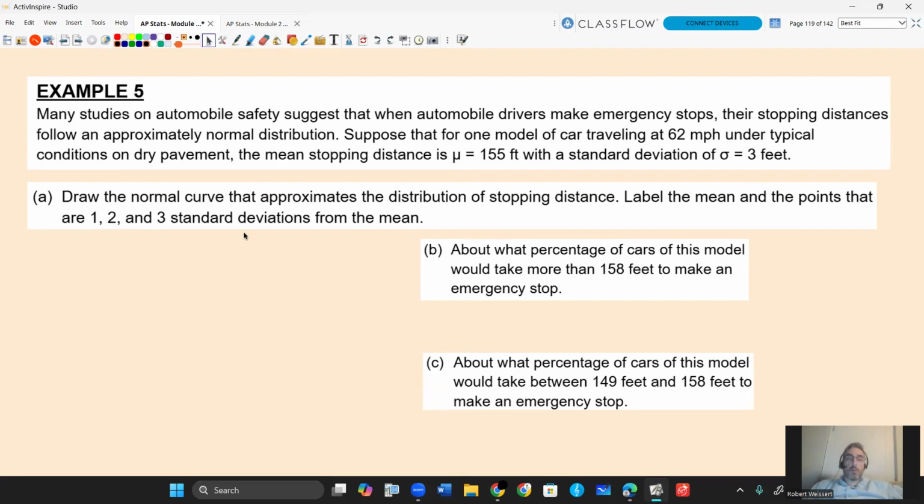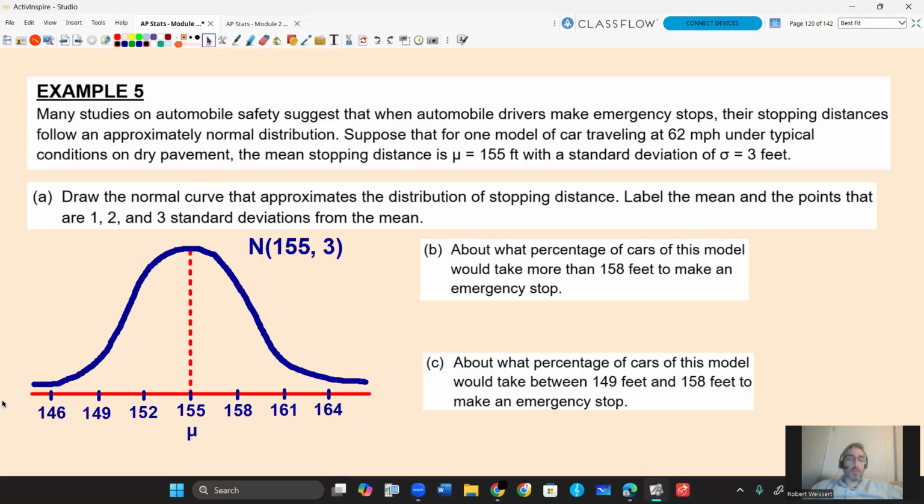For part A, we want to draw the normal curve that approximates the distribution of stopping distances. We're going to label the mean and the points that are 1, 2, and 3 standard deviations from the mean. So you want to make that rough sketch. It doesn't have to be perfect, but your goal is to have the mean in the center, so 155, and you want to count out three standard deviations to the left and to the right. And in this case, since our standard deviation is 3, that's what our scale is going to be. So we're going to add three, add three, add three, subtract three, subtract three, subtract three from our mean.